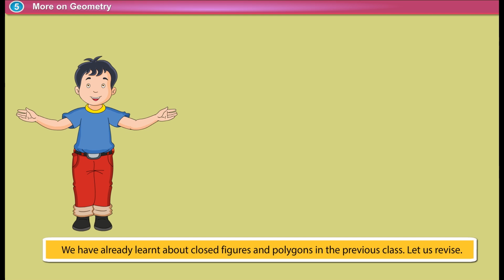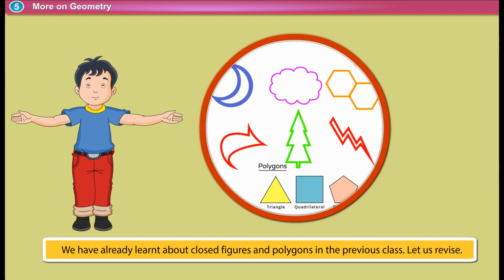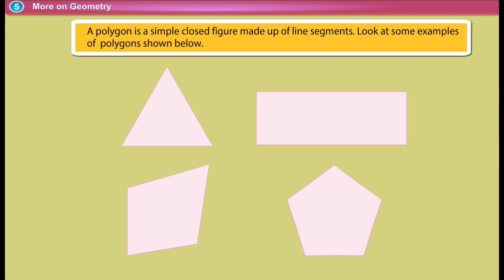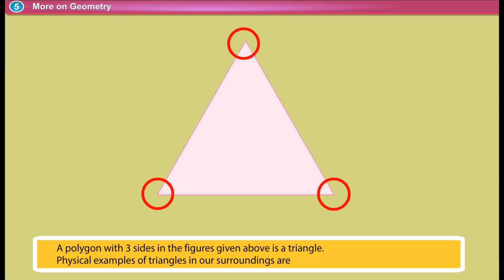We have already learnt about closed figures and polygons in the previous class. Let us revise. A polygon is a simple closed figure made up of line segments. Look at some examples of polygons shown below. A polygon with 3 sides in the figures given above is a triangle.